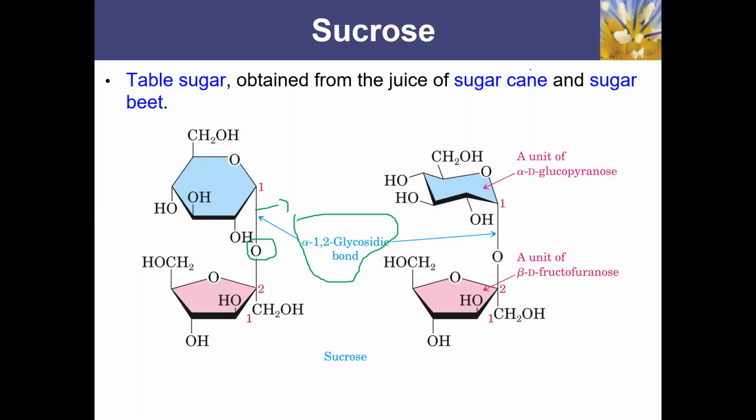Is it clear? So sucrose, we know that it's a table sugar. We know that it's a disaccharide. We know that we extract it from the sugar cane, from the sugar beet, right? And look at the two monosaccharides here. This one is a glucose and this one is a fructose. Or you can also say glucopyranose, because I know that glucose always exists in the pyranose ring. And I can call this a fructofuranose because I know that fructose exists in the form of furanose ring.